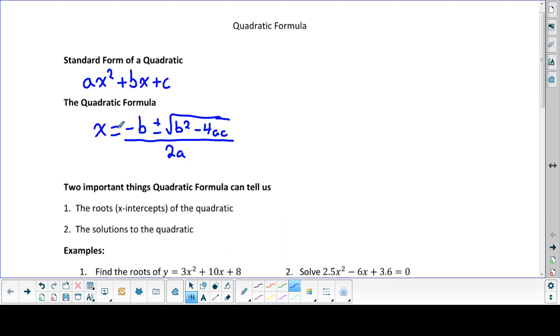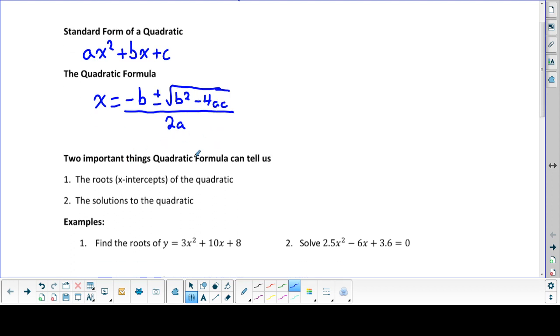Okay, so what is the quadratic formula actually telling us? Well, there's two things it tells us. One, it can tell us what the roots or the x-intercepts of the quadratic are. So if you remember, think of a graph of a quadratic. If we just do a real quick sketch, it might look something like this. These are the roots where it crosses the x-axis. Okay, so it can tell us that. It can also tell us the solutions of a quadratic, and those are very similar but slightly different things. So the solutions are telling us what x is in some equation.